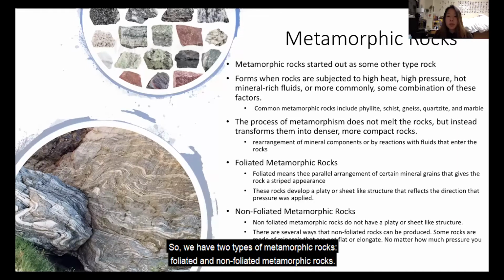So, we have two types of metamorphic rocks, foliated and non-foliated metamorphic rocks. You can tell this by the way they appear. Foliated means the parallel arrangement of certain mineral grains that gives the rock a striped appearance. They're usually flaky and have sheet-like structures that reflect the way the pressure was applied to the rocks. Non-foliated rocks are ones that don't have the sheet-like structure. There are several ways that they can be produced. Some rocks are made of minerals that were not flat or elongate. So no matter how much pressure you apply to them, the grains will not align and it will stay coarse.